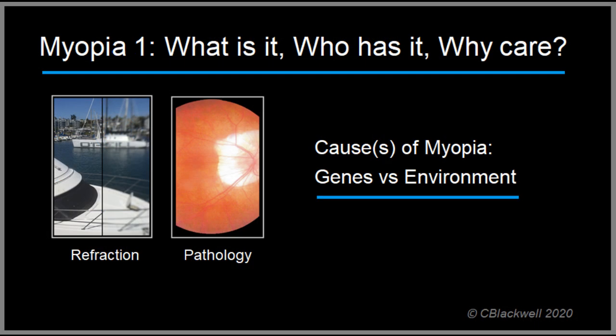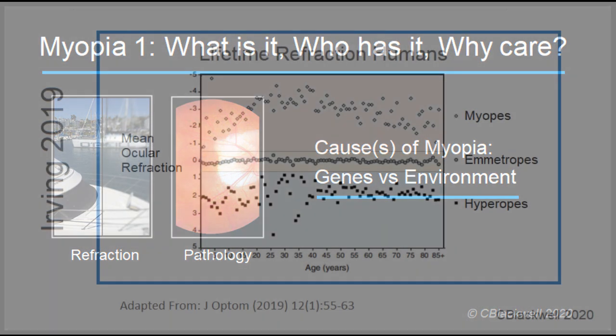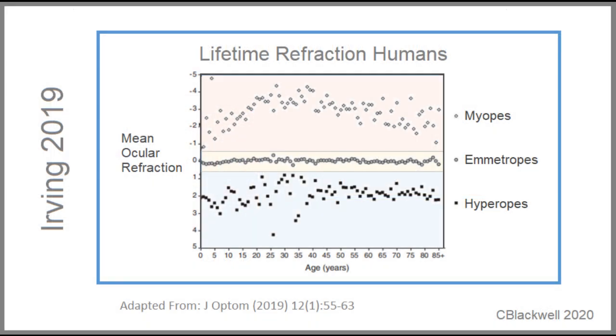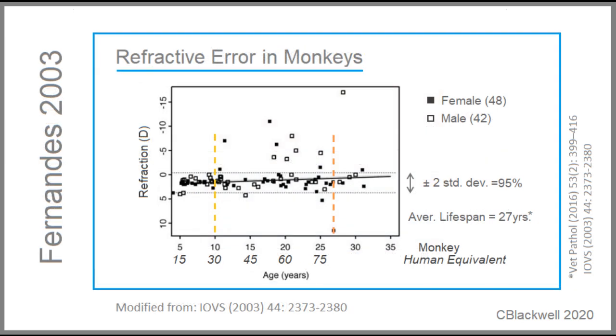Now is a good time to recap the genes versus environment question. Animal studies that relate to myopia are covered in other videos, but there is one interesting observation that fits here. This is refraction in humans over their lifetime. This is refraction in monkeys over their lifetime. Physiologically, their eye development is very similar to ours, just on a different time scale. Taking 1 human year as equal to 3 monkey years allows us to make some comparisons.